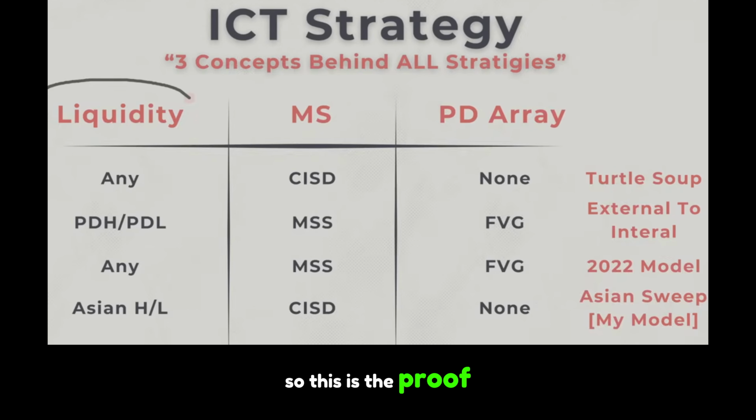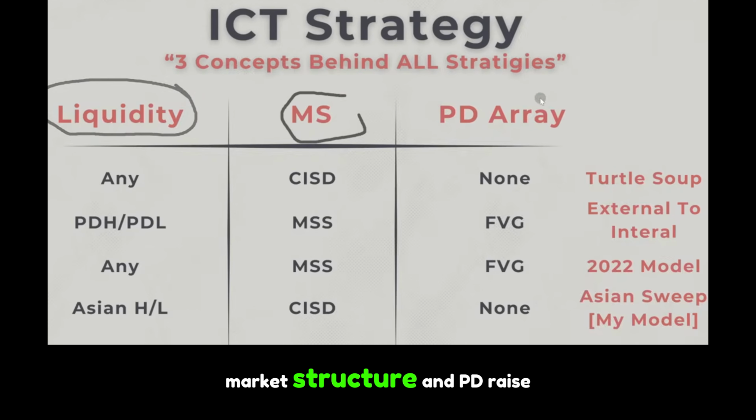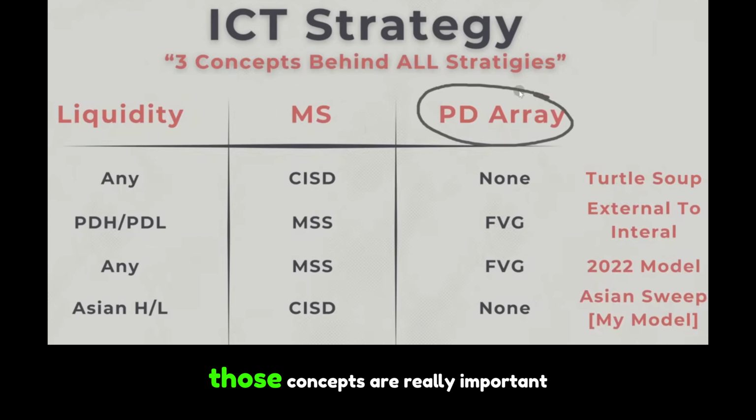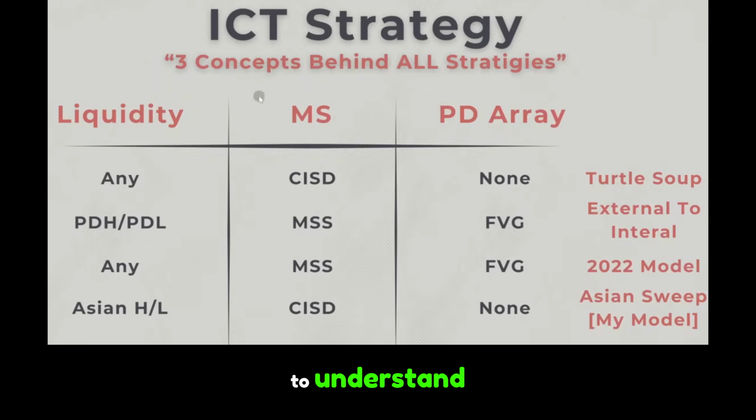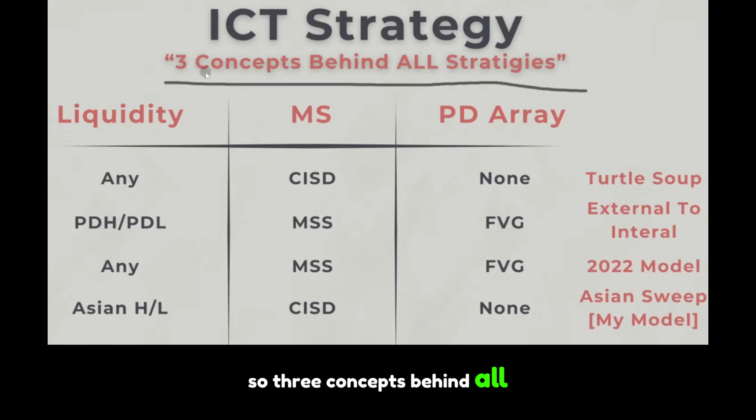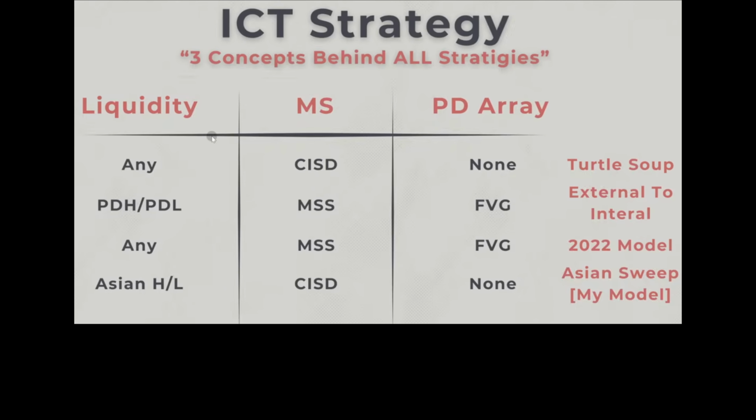So this is the proof: liquidity, market structure, and PD arrays. And that's why I said those concepts are really important to understand. So three concepts behind all strategies. Some people say, oh, we have the holy grail and we are trading turtle soup, and there are people selling courses for thousands of dollars and it's all basic. But in reality, what is turtle soup, right? We're looking at those three concepts here, the three main concepts in ICT.